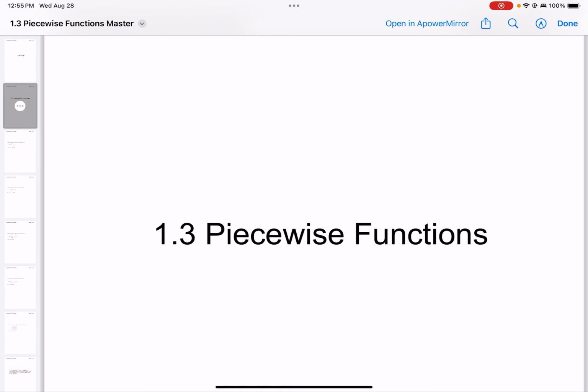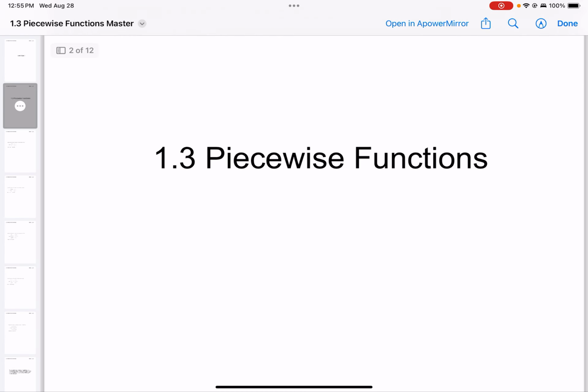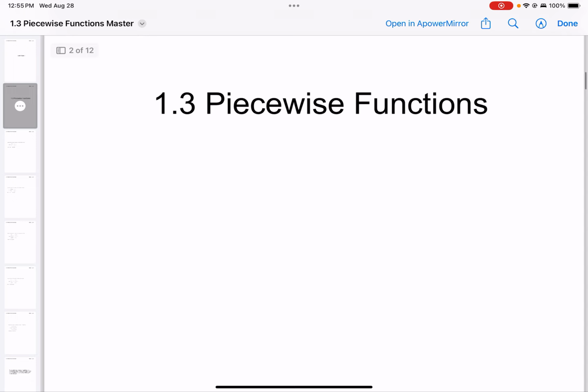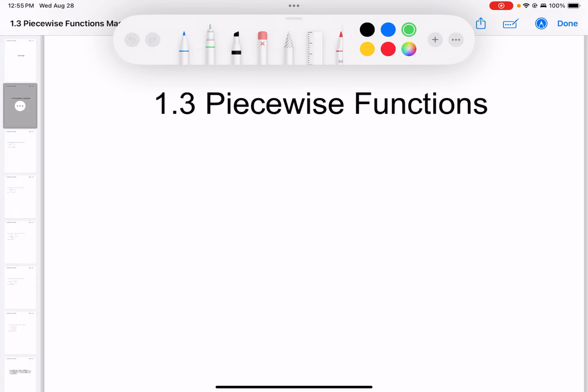All right, well, this is lesson 1.3. This is titled Piecewise Functions. And the biggest thing that we're going to be looking at is, depending on what our value of x is, we are changing what equation we're going to use. And that'll make a little more sense as we do a couple of these. So let's get started.